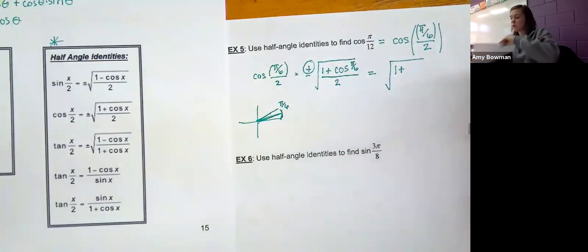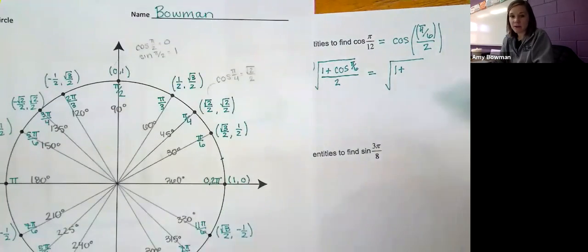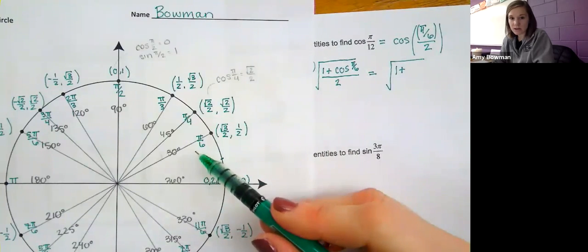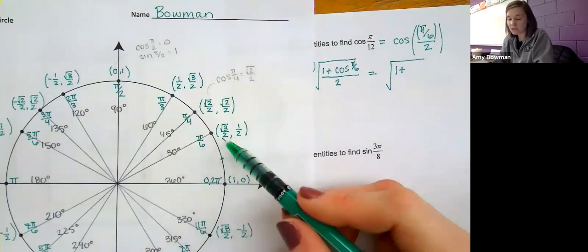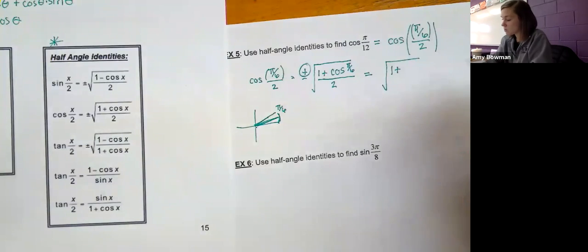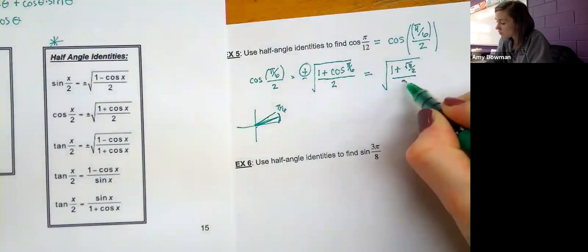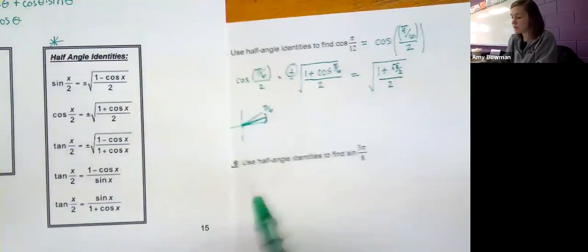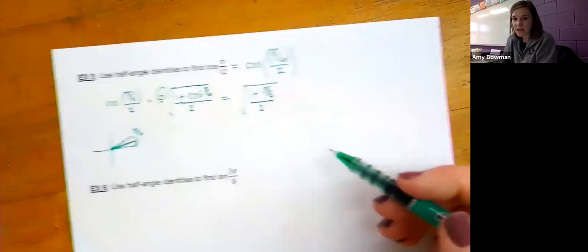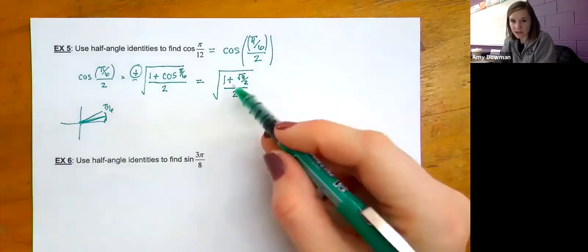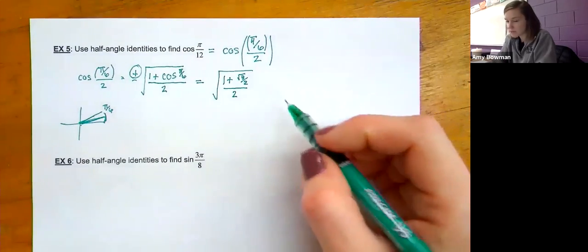So again, looking at my unit circle, finding pi over 6 right here, and the cosine of pi over 6 is root 3 over 2. So now I can just write it as 1 plus root 3 over 2, all over 2. So now we just need to simplify. This is not very pretty looking. It's got a lot of fractions and multiple roots.